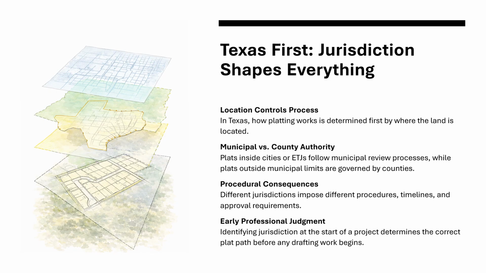it is ultimately recorded. Understanding jurisdiction is less about legal trivia and more about professional awareness. It's how surveyors and drafters avoid surprises, manage client expectations, and choose the correct plat type before any drafting work begins. In Texas, platting always starts with location, not geometry.